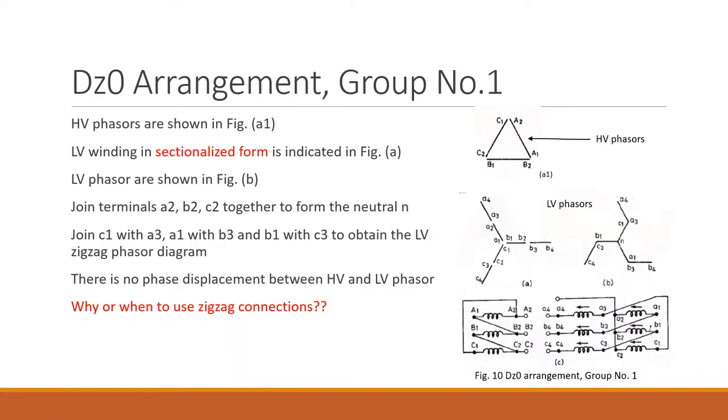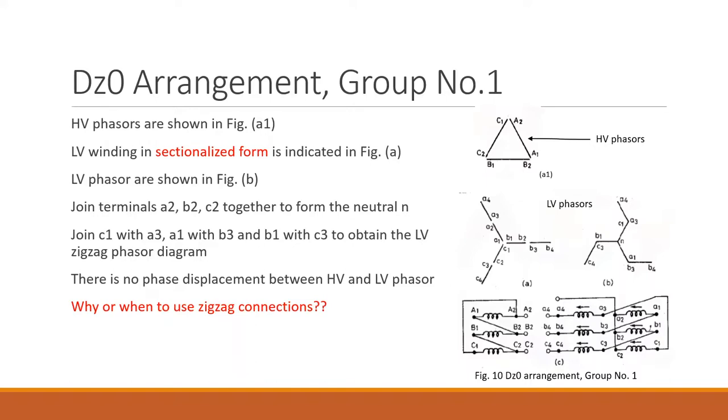So one thing is the neutral that has to be found, and then in order to obtain the interstar or zigzag connection, you have to connect in this way. If this method is followed, the phase displacement between the HV and LV winding will be 0 degree. Here LV is connected in interstar, HV is connected in delta. So you are obtaining 0 degree phase displacement here.